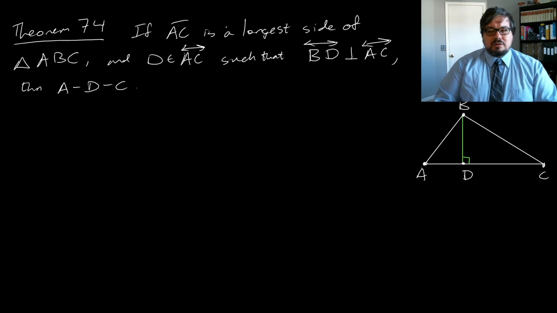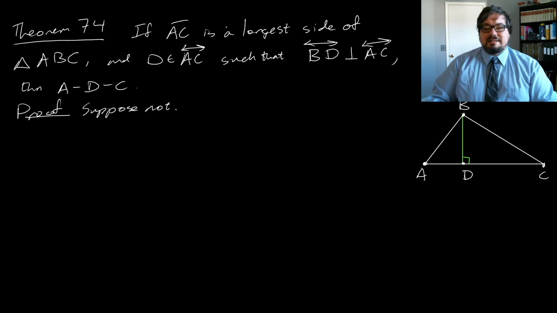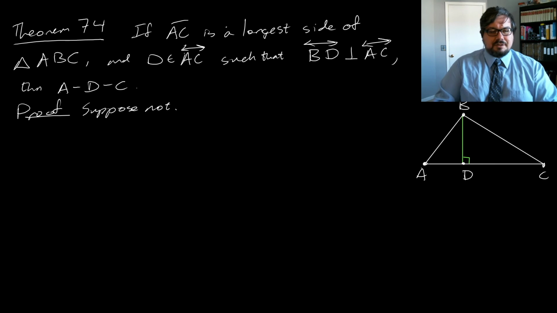So let's look at this. Let's suppose not. That is, let's suppose that D does not lie between A and C. That means that there are 4 other possibilities, although 2 of them are very similar, and the other 2 of them are also very similar to one another. So, case 1, let's suppose that D actually equals A.